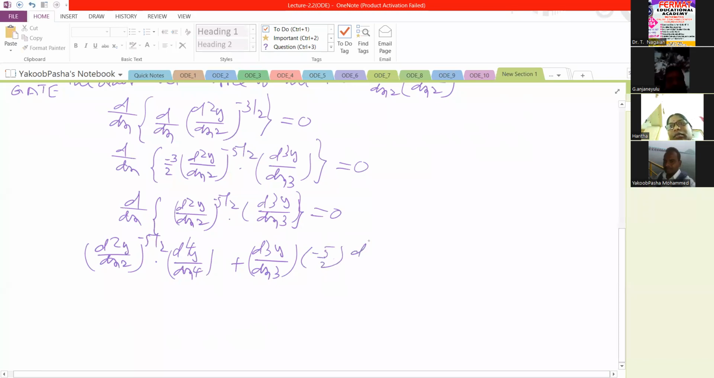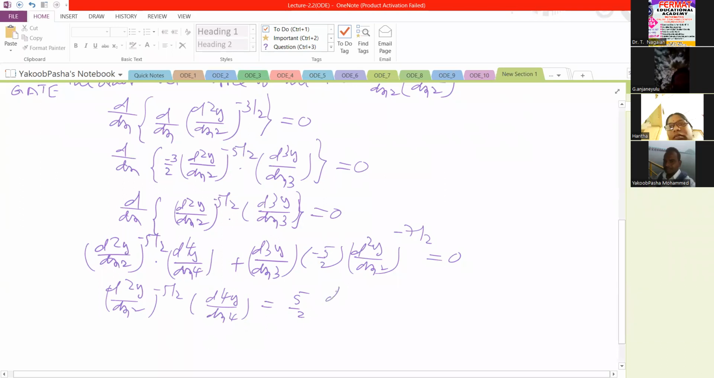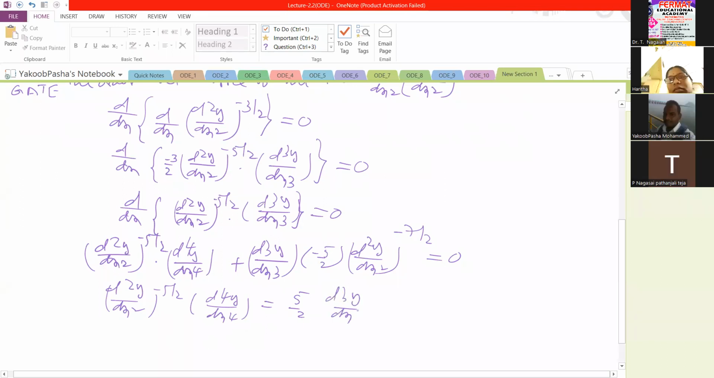This is minus 5 by 2 into (d²y/dx²) whole power minus 5 by 2 minus 1, that is minus 7 by 2, is equal to 0. So this can be written as (d²y/dx²) whole power minus 5 by 2 into d⁴y/dx⁴ is equal to 5 by 2 into d³y/dx³ into (d²y/dx²) whole power minus 7 by 2.